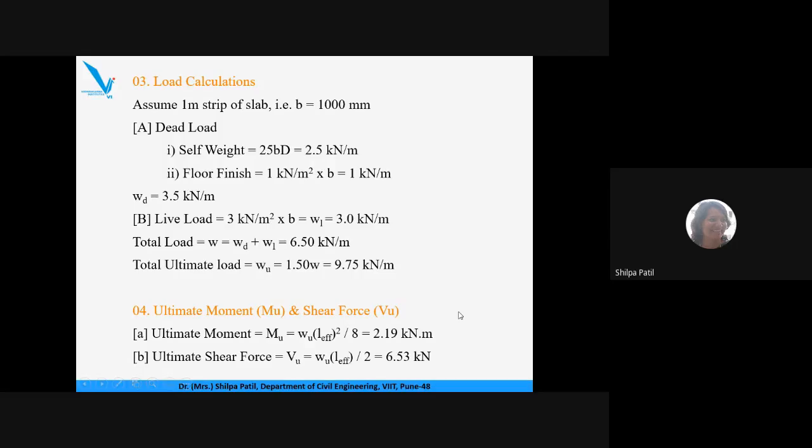What is the next step now? Nobody is sitting with the design steps. Check for moment resistance capacity. I could not listen you properly. Can you repeat, please? Check for moment resistance capacity.